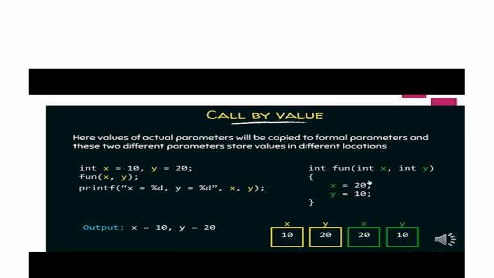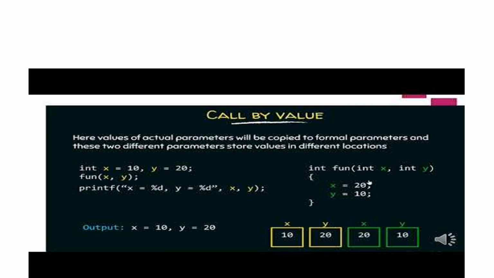Simple concept. Here the values of actual parameters are copied to the formal parameters, and these two different parameters store values in different locations. Now we can see this using an example. First we declare integer x equal to 10, then y equal to 20. Here we are using functions and the call by value concept. Here we are calling the function with x comma y. In printf, x is equal to %d, y is equal to %d, we print x comma y.